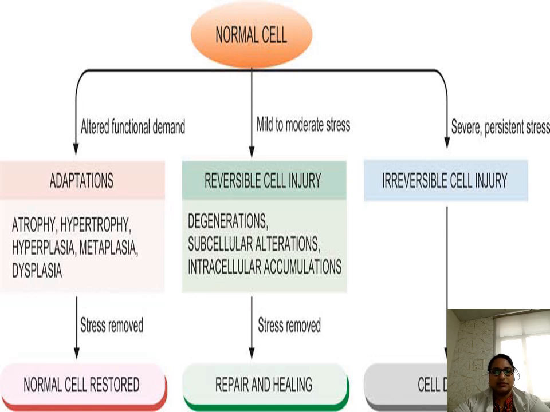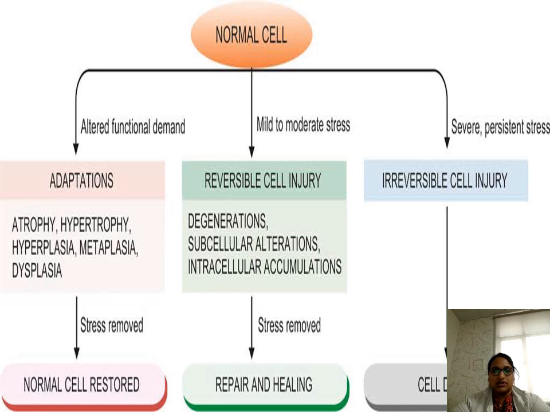And some changes will occur inside the cell, which can be in the form of degenerations or some subcellular alterations. For example, intracellular accumulations like hyaline change, fatty change. So these are the changes when there is mild to moderate stress. And when there is severe and persistent stress, which the cell is not able to bear, there will be irreversible cell injury, which will lead to cell death, either in the form of necrosis or apoptosis.